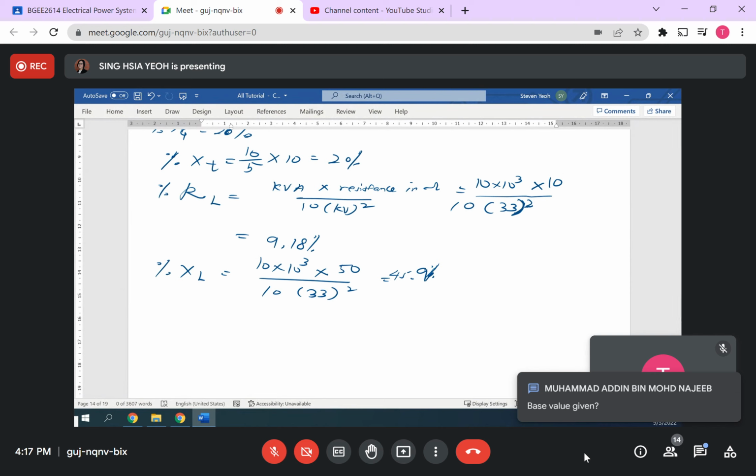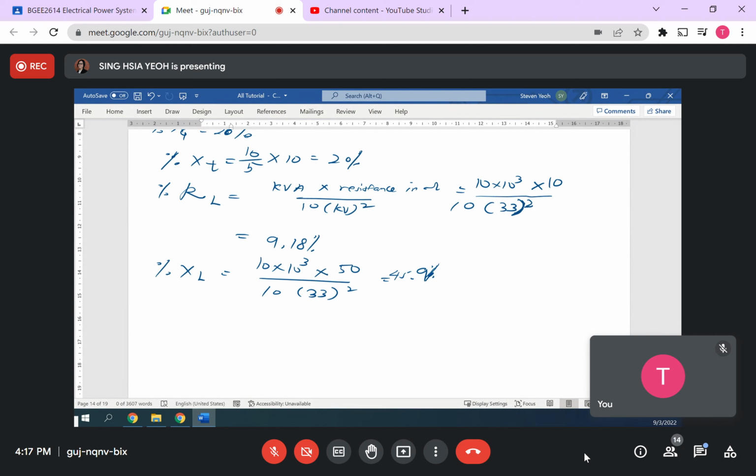I think base value will be given in the exam. In the lecture notes, we have one example. They use different base values and then they show you that they can get the same answer. There's an example in the lecture notes that I think I discussed the day before.